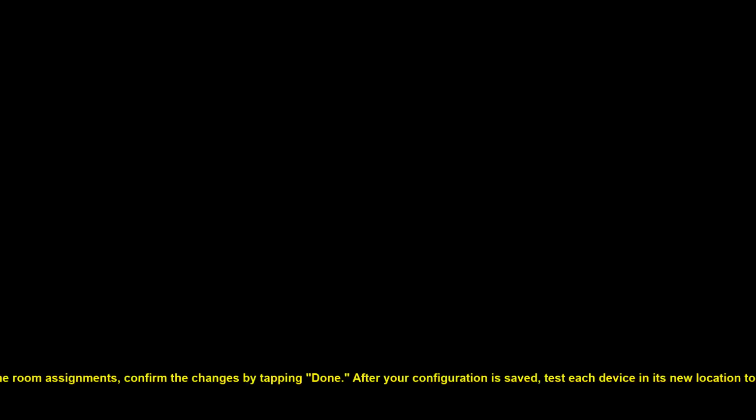Once each device is connected, you will be prompted to set up your rooms. Identify the current room configuration by checking the list provided. Reassign devices to their respective rooms by dragging and dropping them into the correct locations. If necessary, rename each room to better reflect their new setups. Once you have completed the room assignments, confirm the changes by tapping Done.